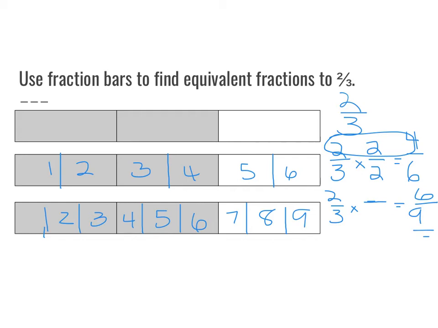You could have solved this simply by finding the multiplier. What do you multiply 3 by to get 9? Well, we know that that's 3. We already talked about that. Whatever you multiply the bottom by, you do the top to the same thing. 2 times 3 is 6. 3 times 3 is 9. Therefore, we have solved this equivalent fraction 2 different ways.